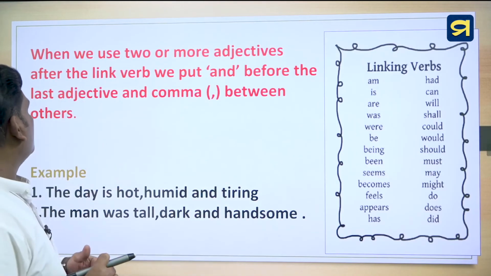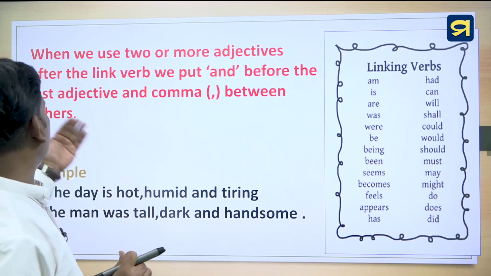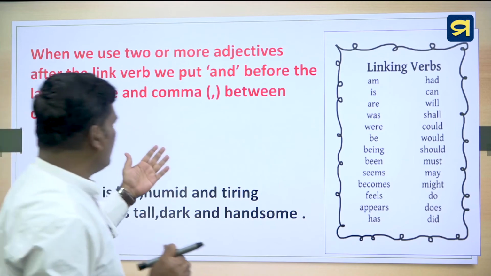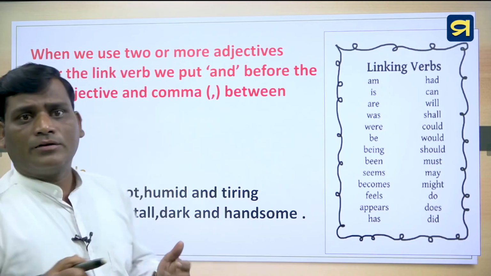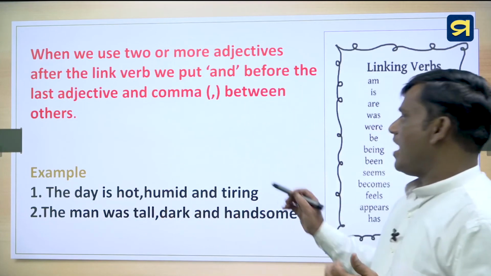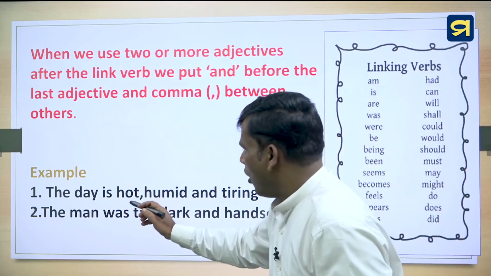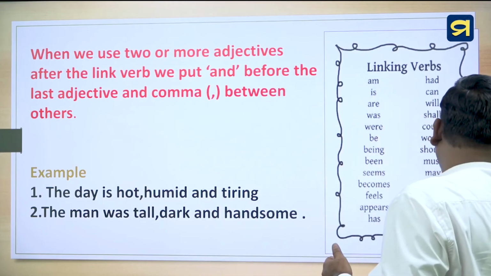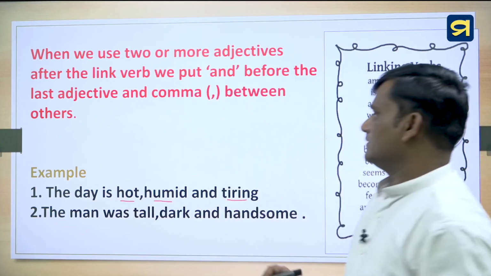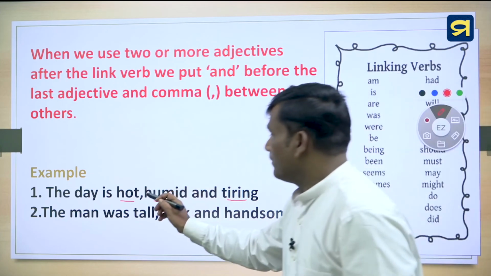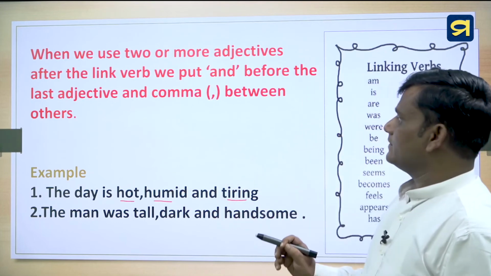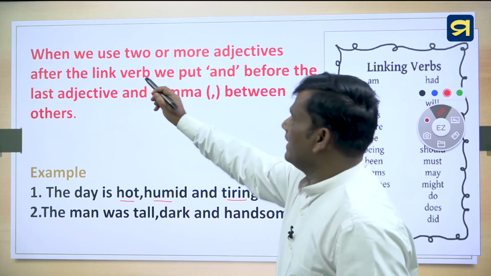Look at another slide. When we use two or more adjectives after the link verb, we put "and" before the last adjective and commas between the others. Look at here. Example: the day is hot, humid and tiring. The day is hot. Here, hot is the adjective. Hot, humid, tiring: three adjectives are here. Here we put commas, and before the last adjective we put "and". Because why? Because a link verb is there.